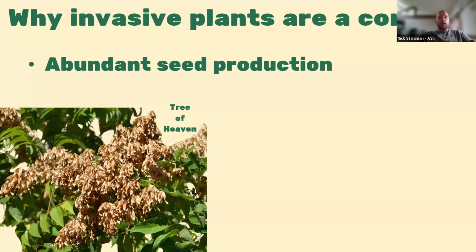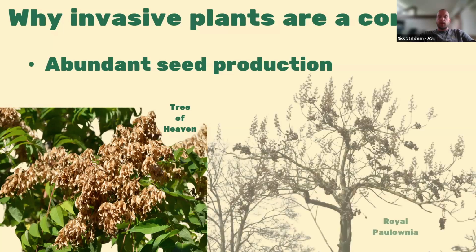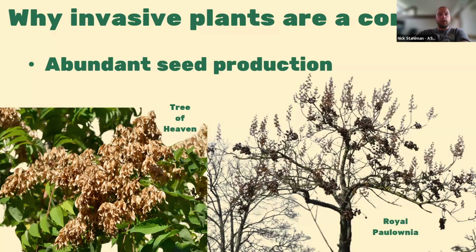So this is tree of heaven right here with these winged seeds, and we'll talk about tree of heaven in a little bit in further detail. Each tree that produces seeds can produce about 300,000 every year. And these are wind dispersed seeds that just blow out onto the landscape.